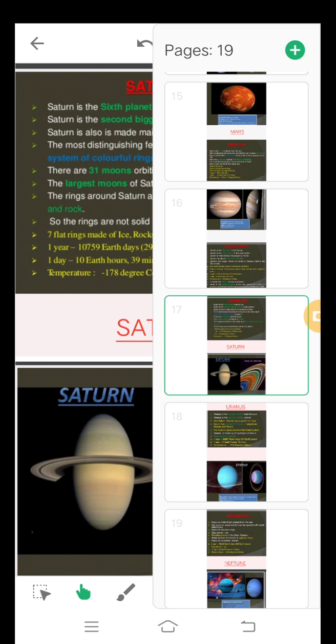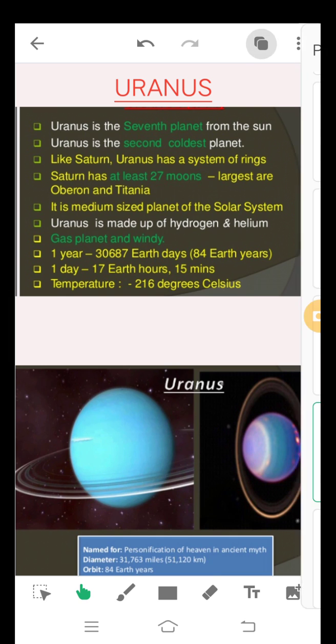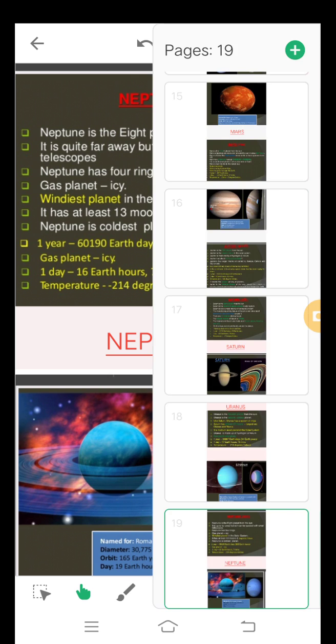After Saturn, the next planet is Uranus. That is the seventh planet from the Sun. Uranus is the second coldest planet. Like Saturn, Uranus has a system of rings. Uranus has at least 27 moons. It is a medium-sized planet of the solar system. Uranus is made up of hydrogen and helium. It is also a gas planet and quite windy.